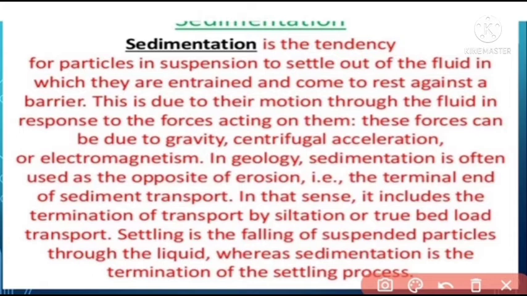The particles in suspension settle to the bottom of the fluid in which they are suspended. In the sedimentation process, the particles move through the fluid in response to a force acting on them, such as centrifugal force, gravitational force, or electromagnetic force. Any one of these forces acts on the sediment particles, and they settle at the bottom of the liquid. This is called sedimentation.